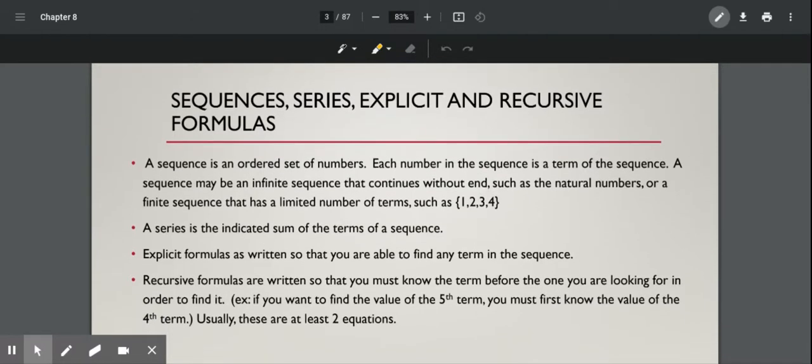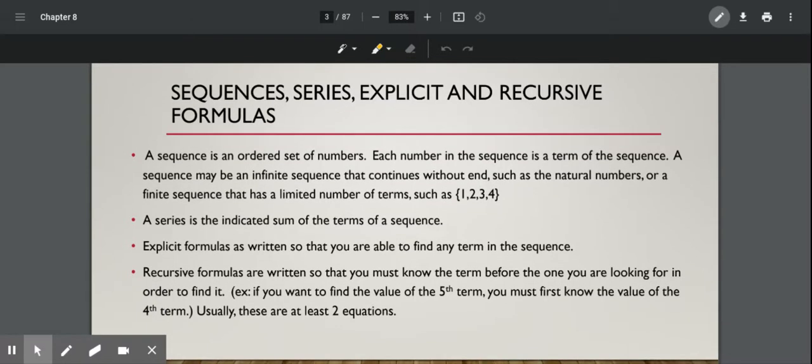The first part with the sequences series, explicit and recursive formulas. So kind of your formal definitions of what each of these things are. When the book is talking about a sequence, it's just an ordered set of numbers. You have different terms. So your first term of a sequence, your second term, your third term. So you'll see the sequence written just as an ordered set of numbers.